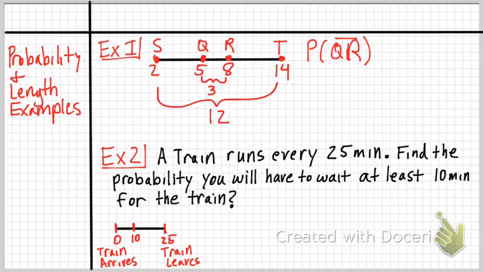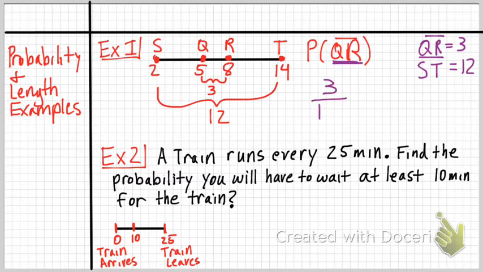So we have S, which is at 2, Q, which is at 5, R, which is at 8, and T, which is at 14. So what I can determine is that QR itself is equal to 3 in length. ST is equal to 12. So if I'm trying to find the probability that it lies on QR, I'm just going to say 3 over 12 or 1 over 4. Or I could state this as 25% of the time I'm going to fall on QR.